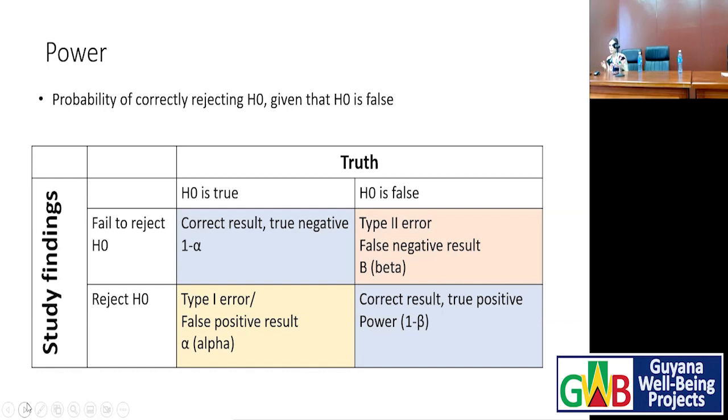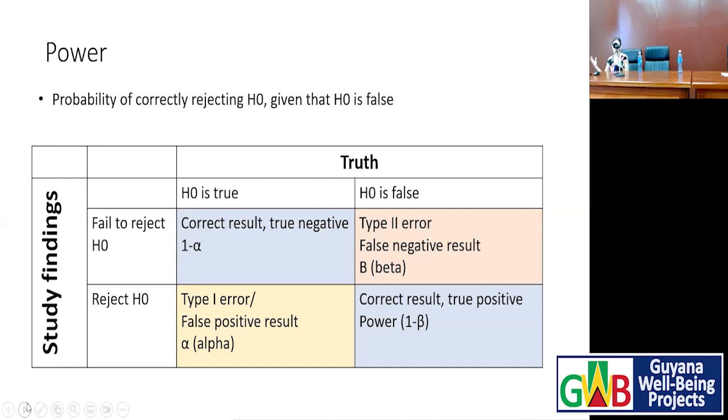The diagram up here is showing the 4 different options that may turn out. There's some kind of underlying truth: either the null hypothesis is actually true or the null hypothesis is actually false. And then we have our study findings based on the statistical test of that hypothesis. There are 2 different cases in which we get the correct result: either the null hypothesis is true and we fail to reject it, or the null hypothesis is false and we do reject it.